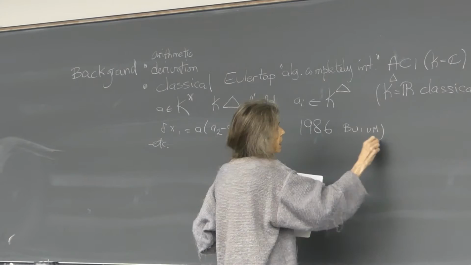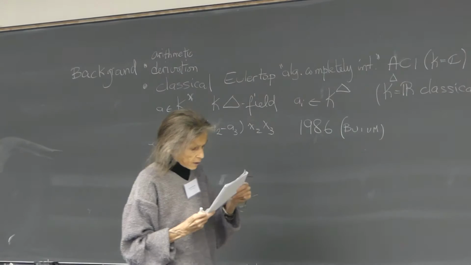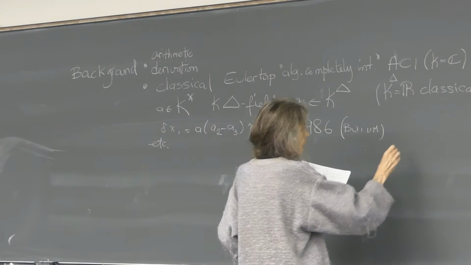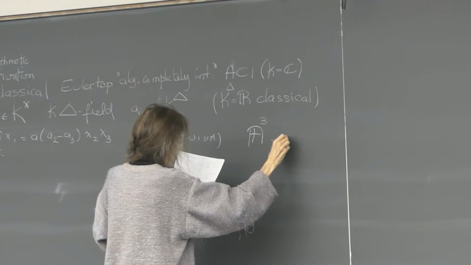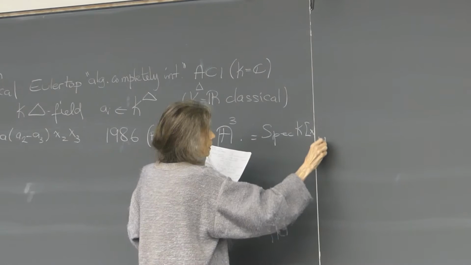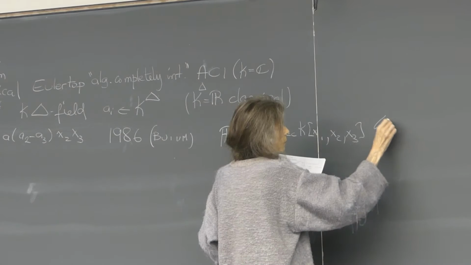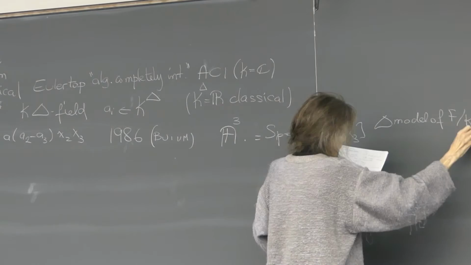And it's in his book. He said, let's check with this notation that A^3, the affine space, Spec K[x1, x2, x3], is a delta model of F over K. So is delta one derivation here? Delta is one derivation, thank you.